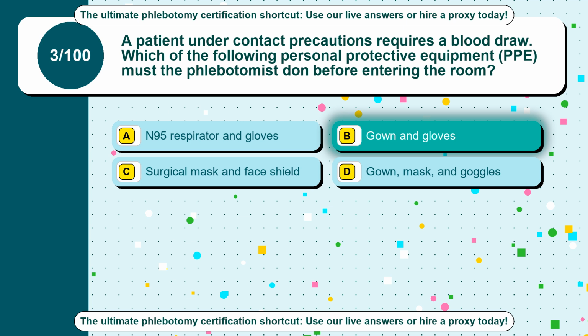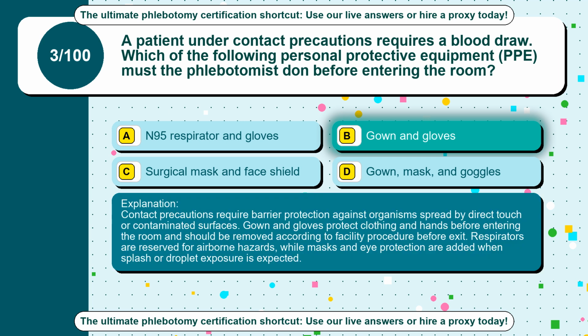The correct answer is option B. Gown and gloves. Contact precautions require barrier protection against organisms spread by direct touch or contaminated surfaces. Gown and gloves protect clothing and hands before entering the room and should be removed according to facility procedure before exit. Respirators are reserved for airborne hazards, while masks and eye protection are added when splash or droplet exposure is expected.